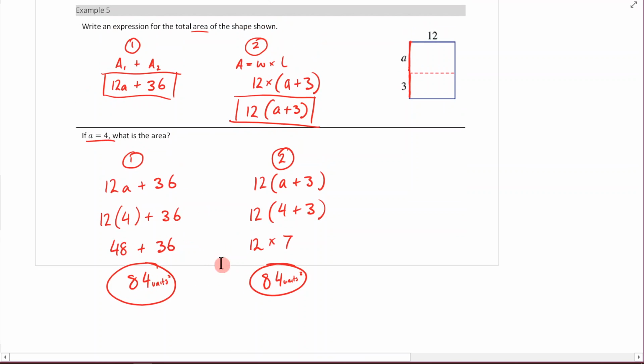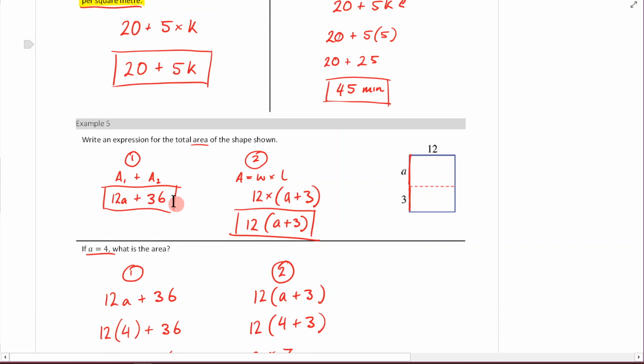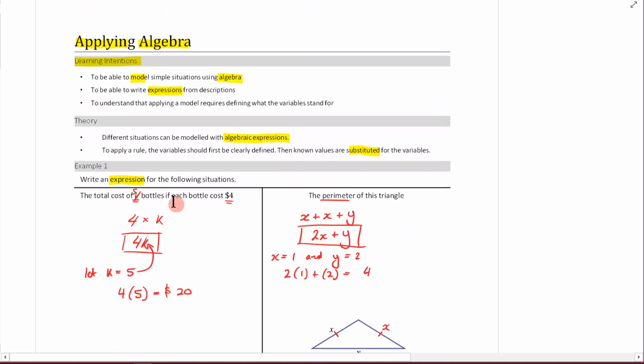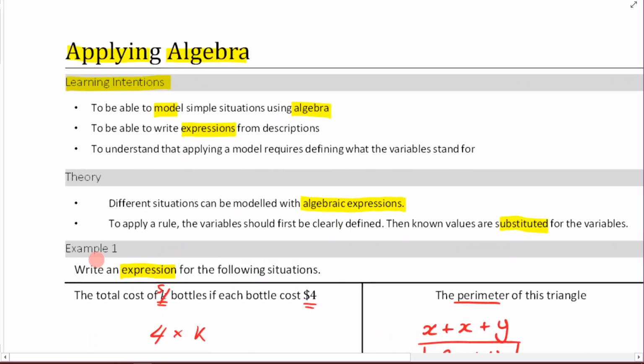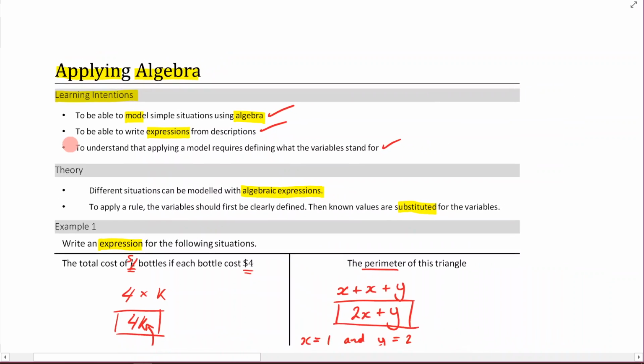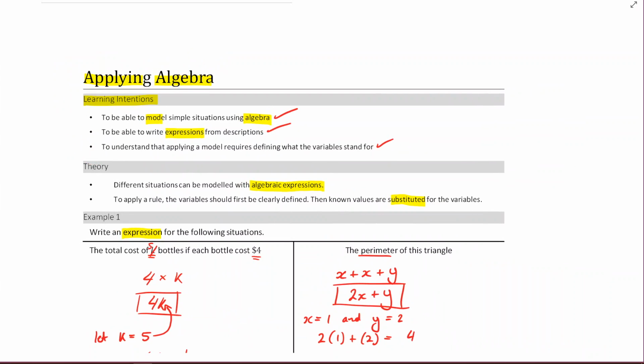I think we're hanging off the page a little bit there, so we just have to make sure that we write that a bit more concisely next time. But with all that being said, hopefully you found this lesson helpful in applying algebra. What we have covered is, are you able to model simple situations using algebra? Are you able to write expressions from descriptions? And are you able to understand that applying a model requires defining what the variables stand for? Perfect. With all that being said, hopefully you found this useful, and I will see you in the next lesson.